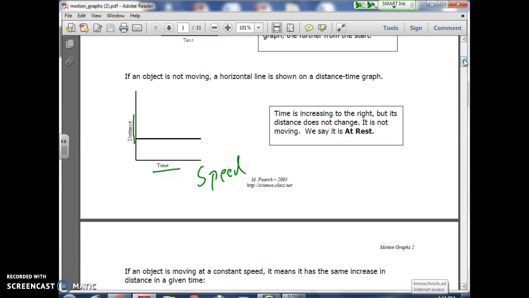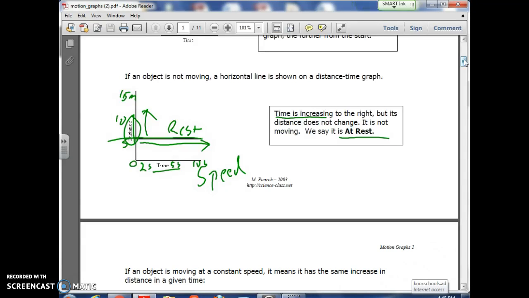Alright, but as we look, time is increasing, right? So if I had some time on here, like 2 seconds, 5 seconds, 10 seconds, the time is increasing. But what's happening to this person's distance? Here would be 0, maybe this is 5, 10, 15 meters. Well, it looks like they're staying at 5 meters. So time is increasing, the person's not going anywhere, so they are at rest. If their distance isn't going up, then they're at rest.